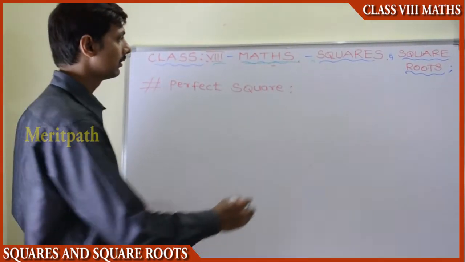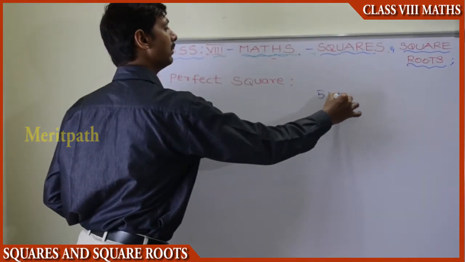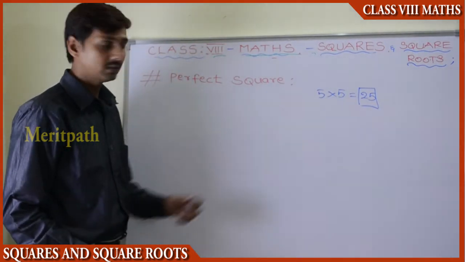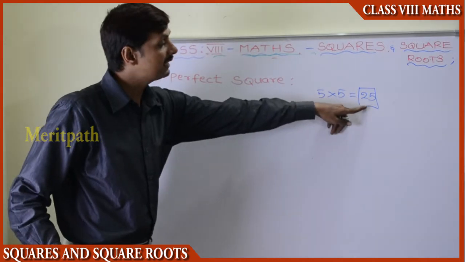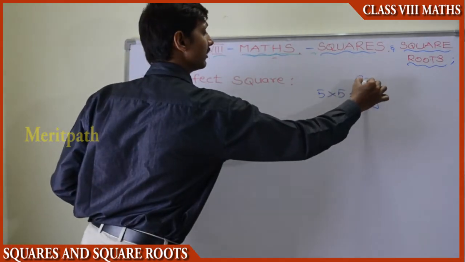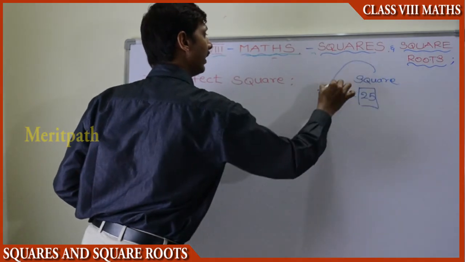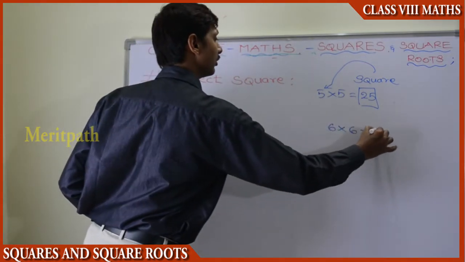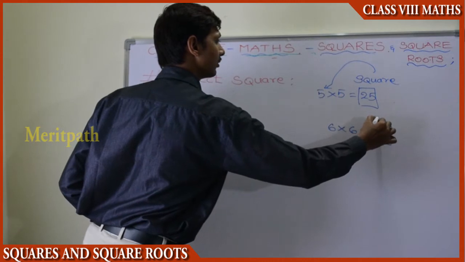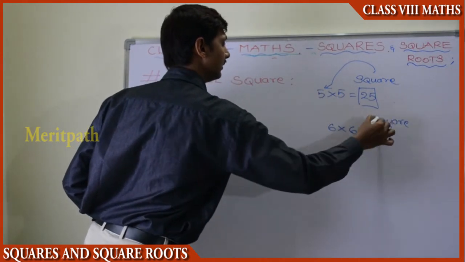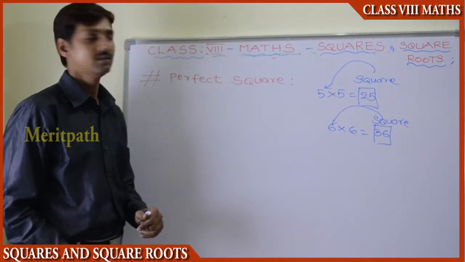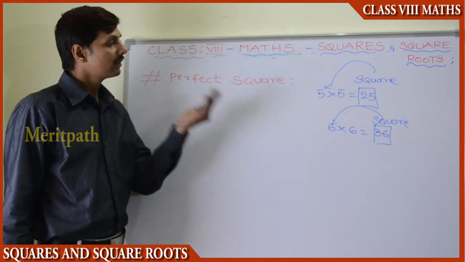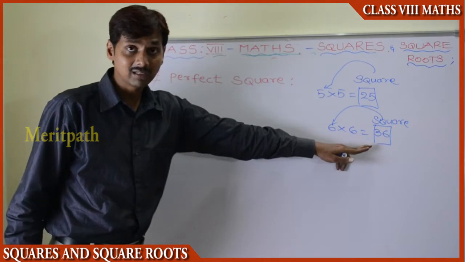If you take a number and multiply the same number and we get a result, this resultant part is called a square number. For example, 5 into 5 is equal to 25, and 25 is called the square of 5. This is the square of the number 5. Let's take another example, 6 into 6 is equal to 36. 36 is called a square number. This is the square number for the number 6. So here 25 and 36 are perfect squares, because we multiply the same numbers and the result we get is a perfect square.